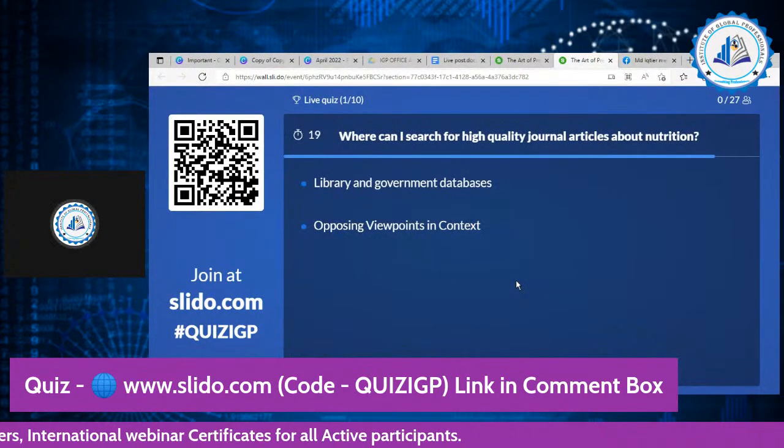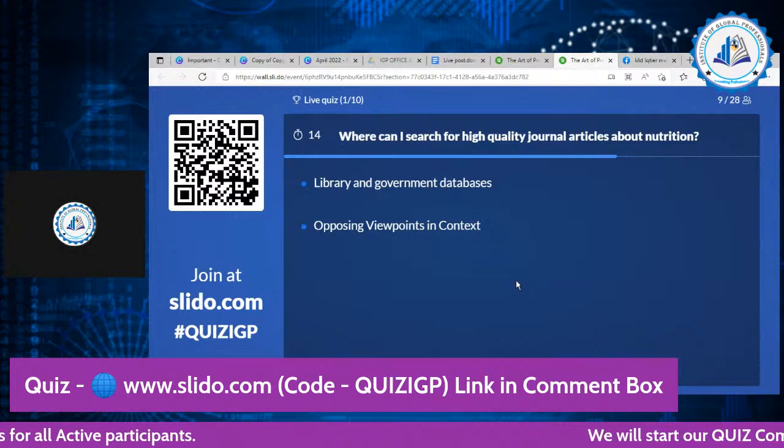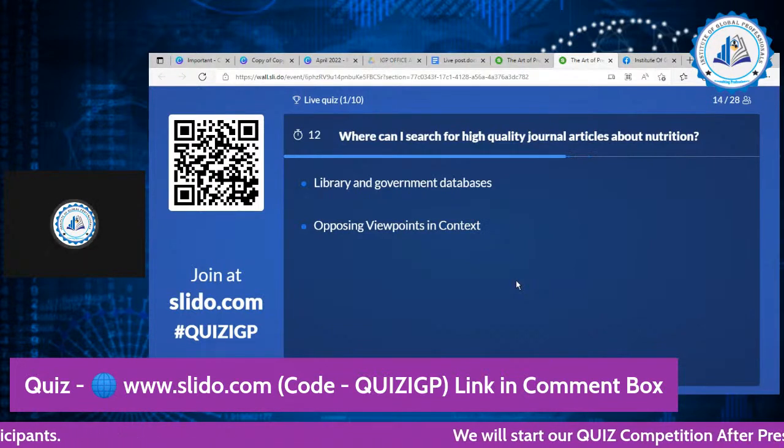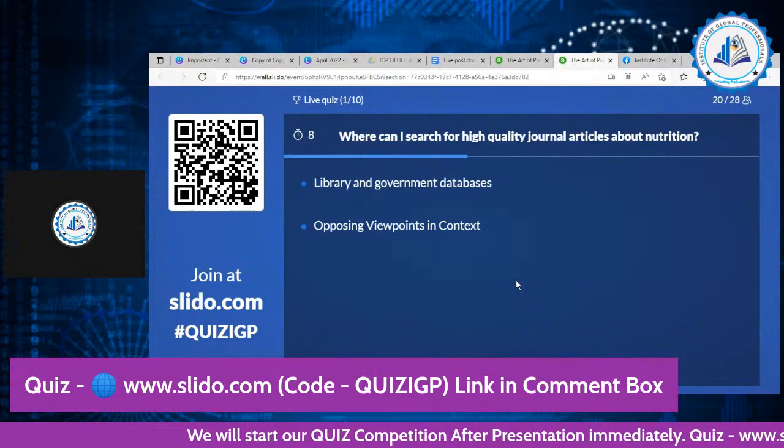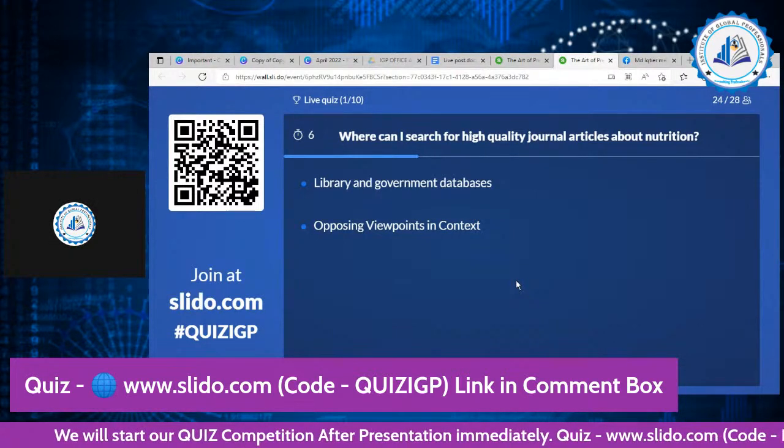Our first question: where can I search for high quality journal articles about nutrition? Is it library and government database, or opposing viewpoint in context?